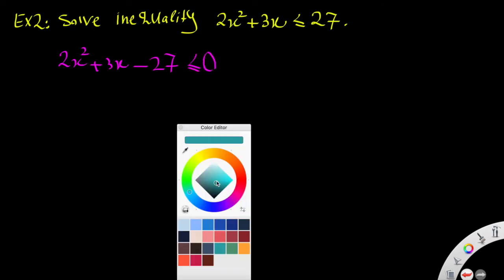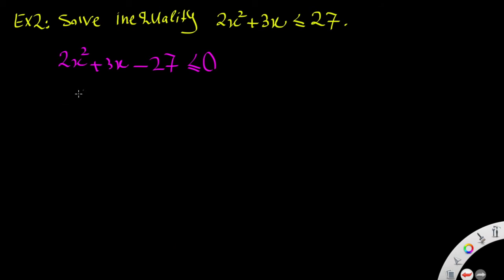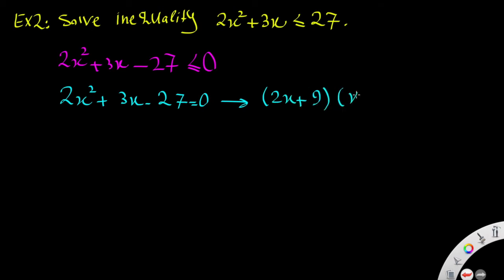Next step is to solve the corresponding quadratic equation. It will be 2x squared plus 3x minus 27 is equal to 0. You can use the quadratic formula or completing the square method, but I use factorization here. 2x plus 9 times x minus 3 is equal to 0. It gives you two roots. One of them is minus 9 over 2 or negative 4.5. The second one is 3.